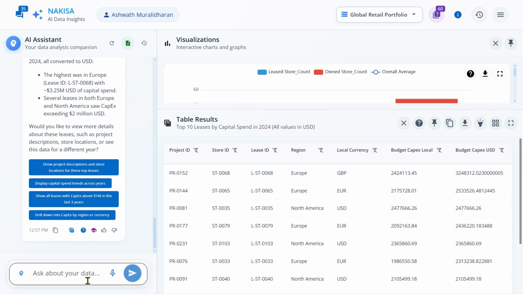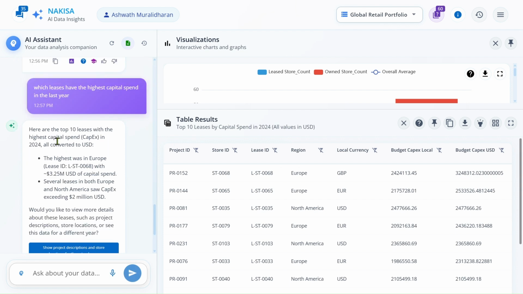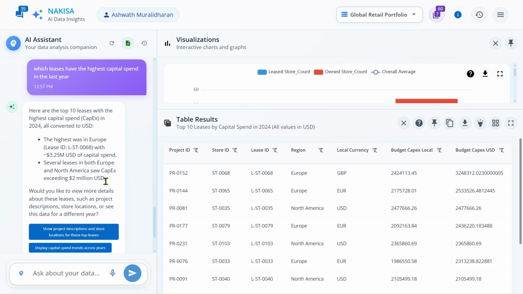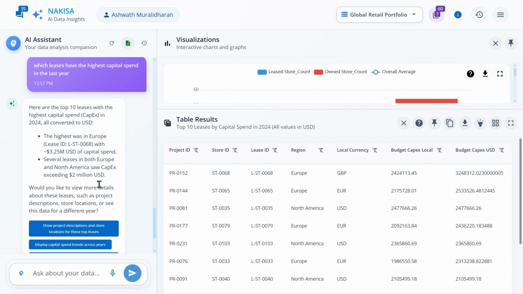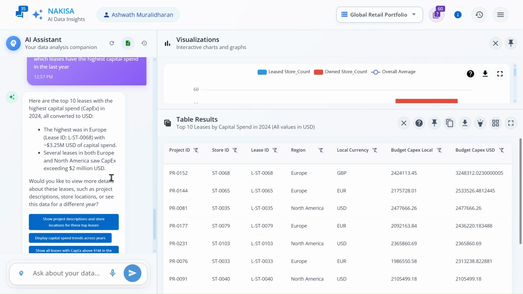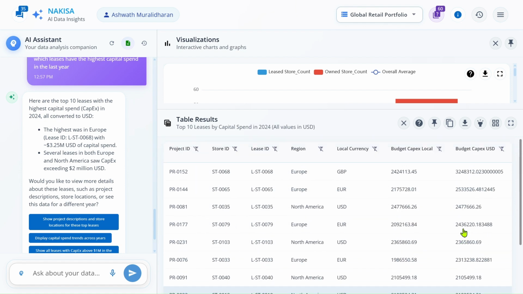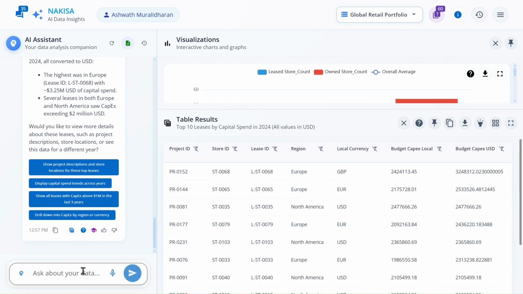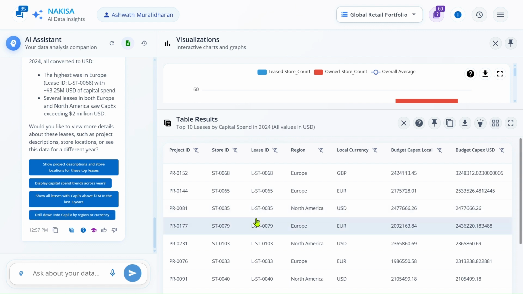Okay, great. So here are top 10 leases with the highest capital spend. Highest was Europe. There was about 3.25 million in spend, and Europe and North America saw several leases exceeding 2 million. That's amazing. Okay, so here I can see the budgeted capex in local currency and USD summarized for my top 10 leases. That gives me a good sense of where my biggest spend is.